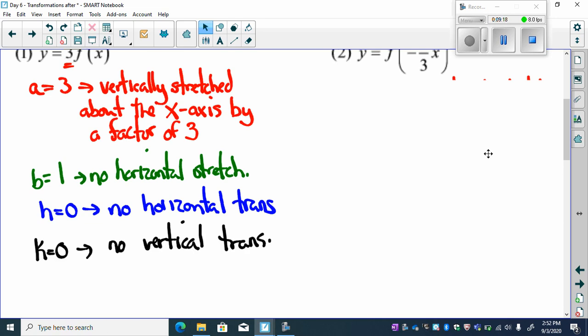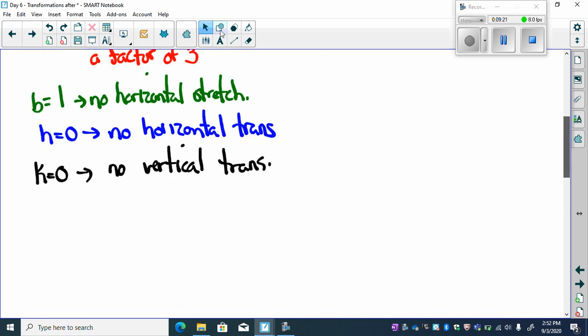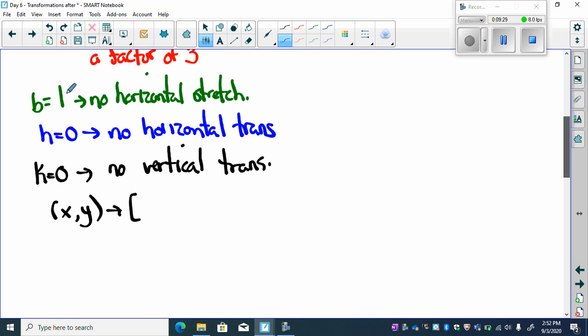Here's how you would make the mapping rule. (x, y) is going to become 1 over b, so 1 over 1. I could write it like this if I wanted. What's 1 over 1 equal to? Well, it's just 1, so I don't even need to write that, but I'll show you how, just so that you can practice. Then x, and I would add h, plus 0.